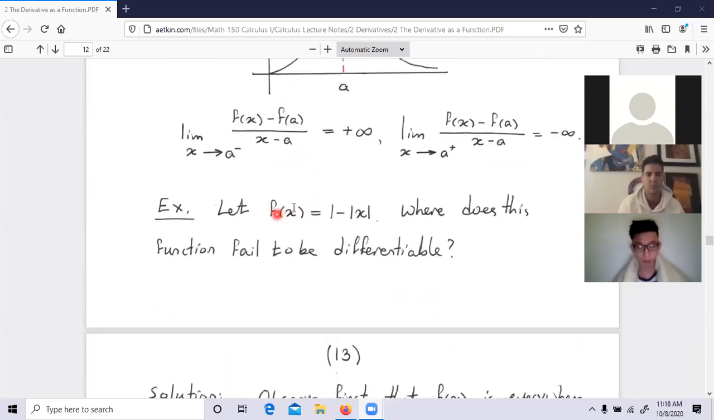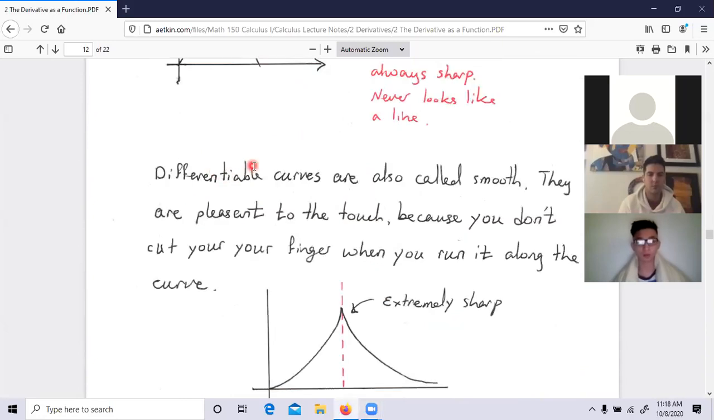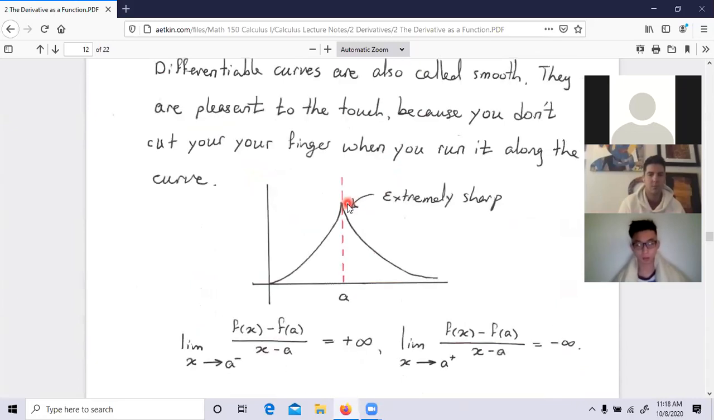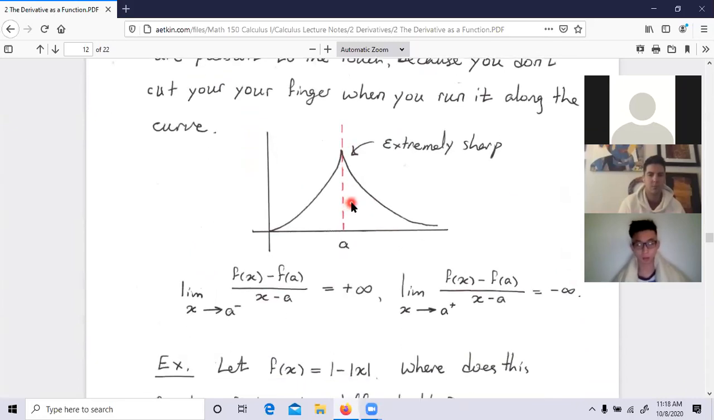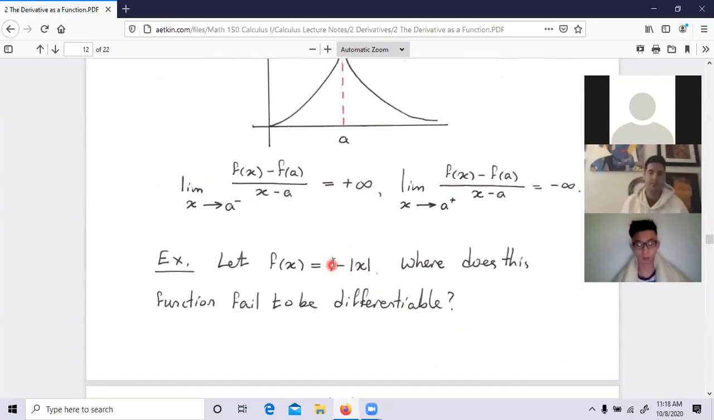And here is an example of this particular type of graph. And here is that function, 1 minus absolute value of x, okay?